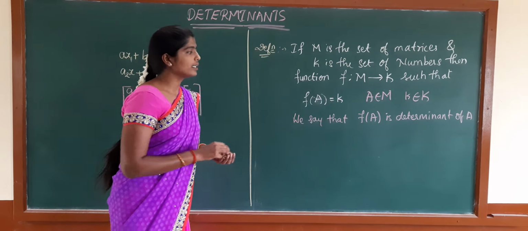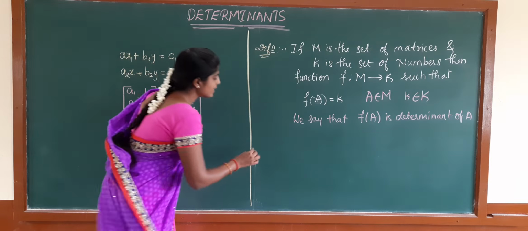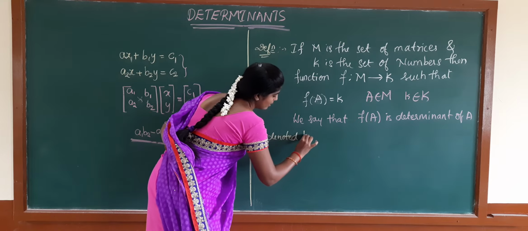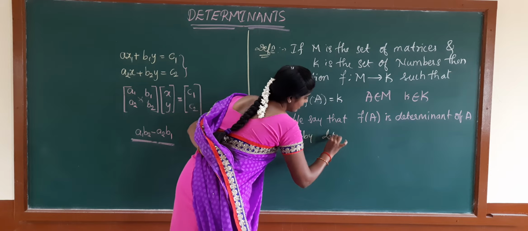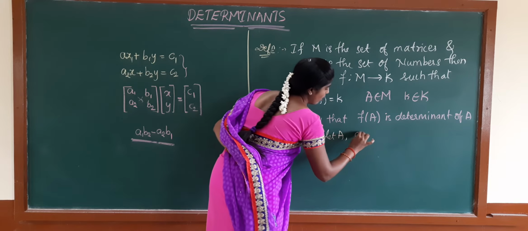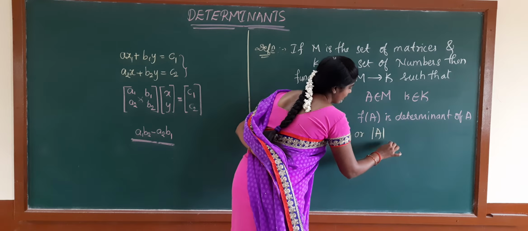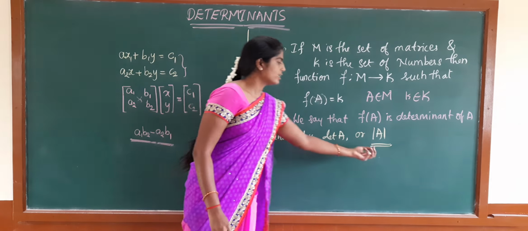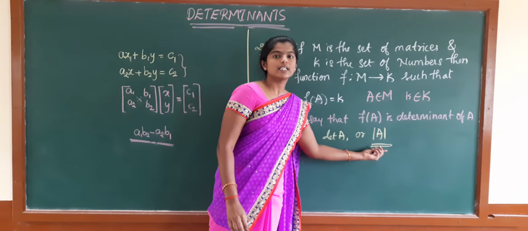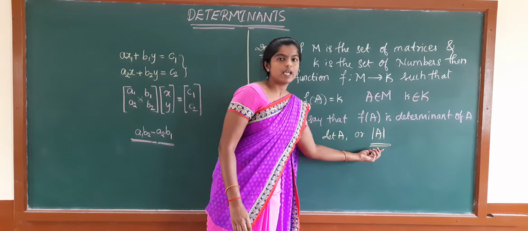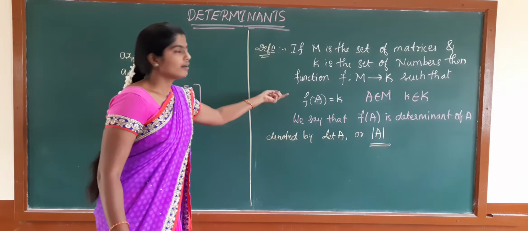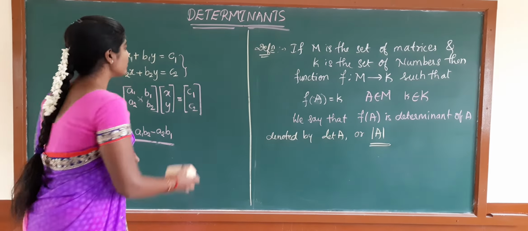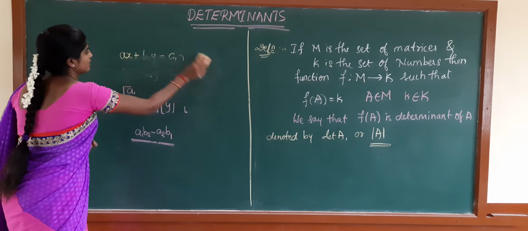It is called the determinant of A and it is denoted by det A. We cannot read it as the modulus of A. It is not the modulus of A; it is the determinant of A. So this is the definition of the determinant. Next we move to the example.